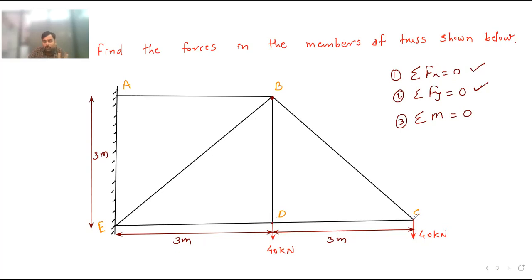So now if I move to joint C, now see at joint C there are two members, CB and CD, which are unknown. And we have these two equations, Fx and Fy. So we can solve this joint C first, and later on we will solve the other joints.